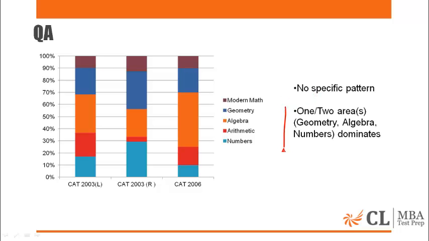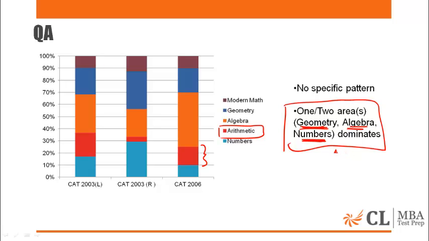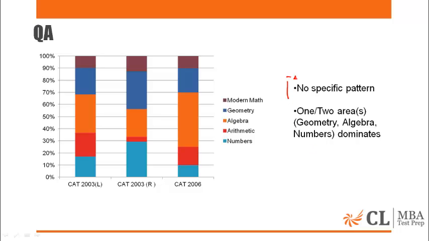But we know that one or two areas are going to dominate: geometry, algebra, and numbers. And we should not forget arithmetic. It has had a significant impact. But out of the three areas, geometry, algebra, numbers, some of them are really going to dominate. Right, so that's what we know. But mind you, there is no specific pattern actually.